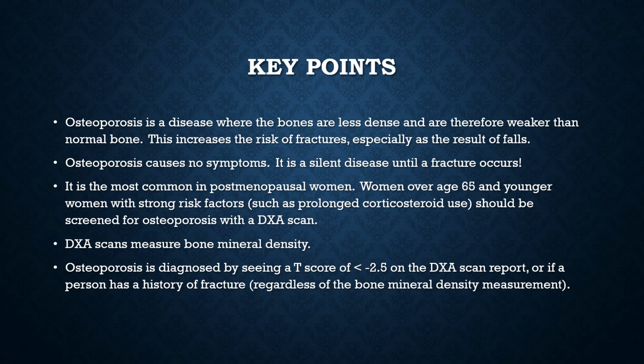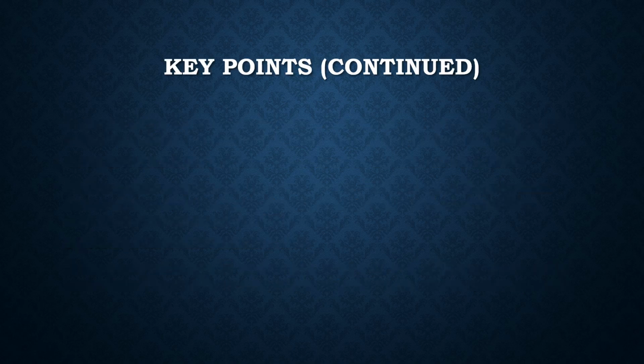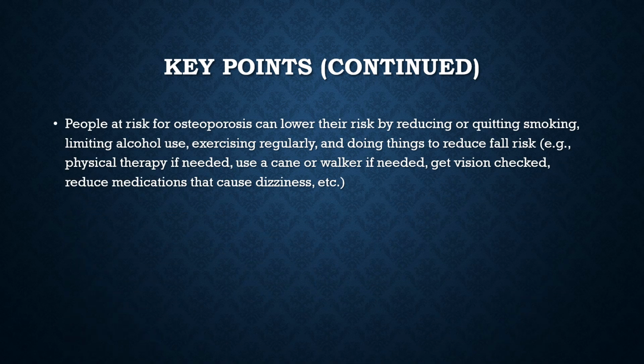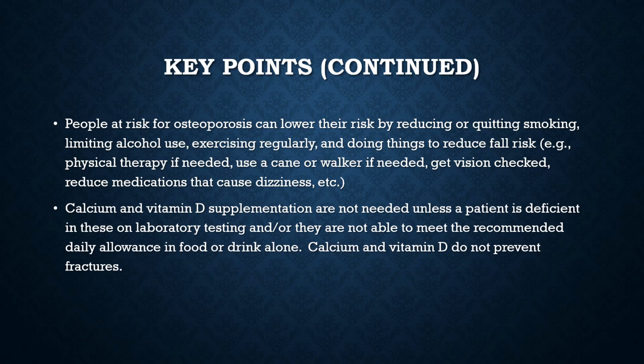Osteoporosis is diagnosed either by seeing a T-score of less than -2.5 on the DEXA scan report, or if a person has a history of fracture, regardless of the bone mineral density measurement, and it should be an osteoporosis type of fracture. Other key points: people at risk for osteoporosis can lower their risk by reducing or quitting smoking, limiting alcohol use, exercising regularly, and doing things to reduce fall risk, such as physical therapy if needed, using a cane or walker if needed, getting their vision checked, and reducing medications that could contribute to fall risks, such as those that cause dizziness.